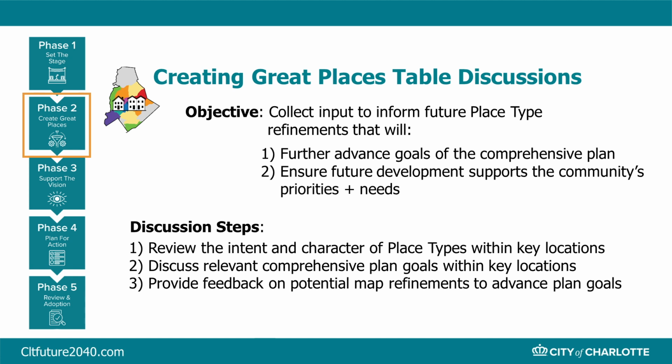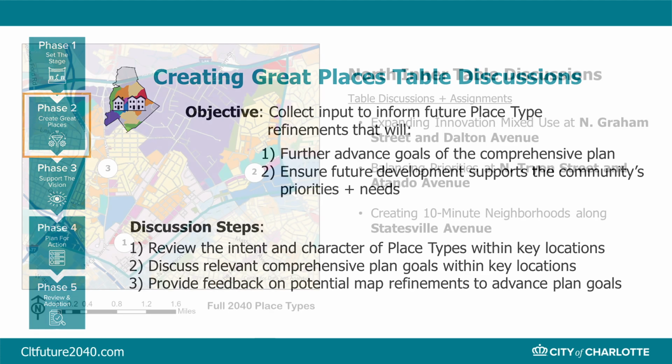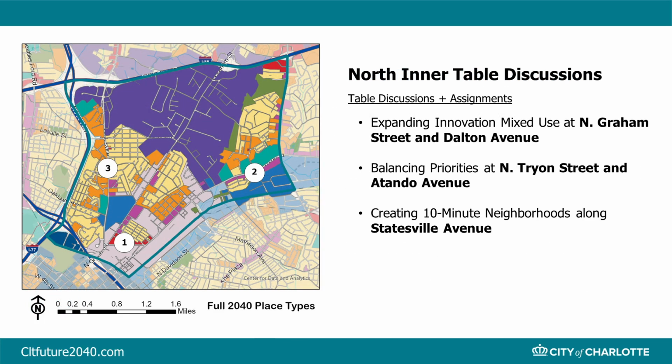The discussions are focused on a specific location. However, they represent conditions that are found at multiple sites or in various geographies. Therefore, the feedback received throughout 2023 will inform changes to sites with similar conditions, not just the locations featured in today's discussion. The 3 table discussions for the North Inner geography are expanding innovation mixed use at North Graham Street and Dalton Avenue, balancing priorities at North Tryon Street and Atando Avenue, and creating 10-minute neighborhoods along Statesville Avenue.